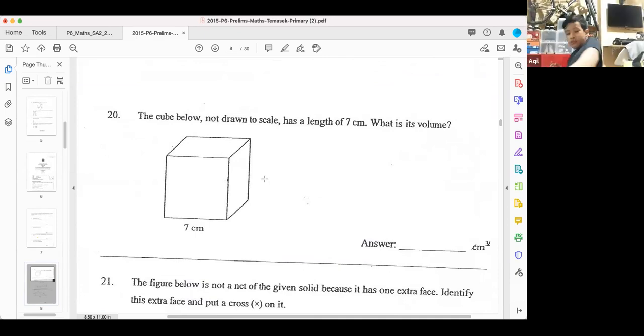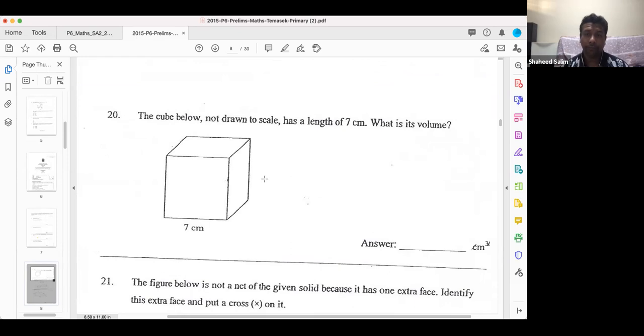343. What about Isaac? 28. Isaac, you found the perimeter. Okay, now, what's the formula for volume? Length times breadth times height. So let us see whether Akil is right.